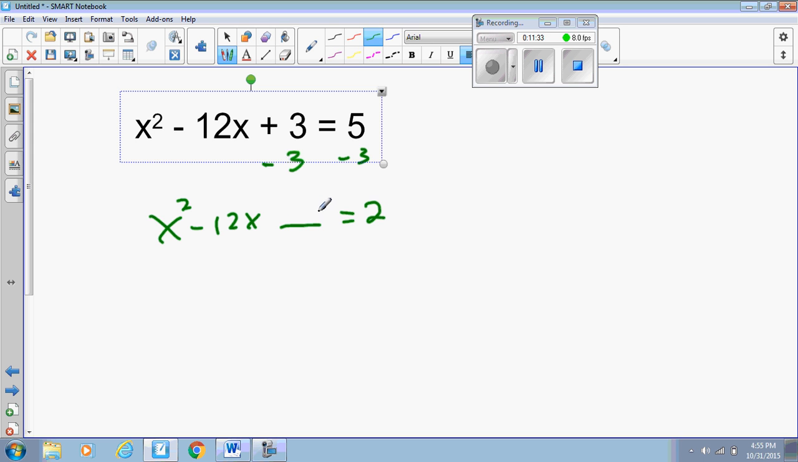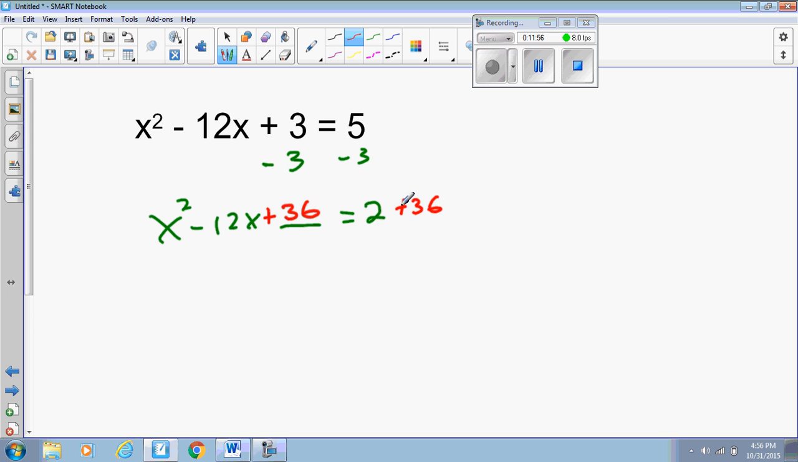Now, similar to the last problem, I look for half of negative 12, which is negative 6. Negative 6 squared is going to be plus 36, so I put plus 36 here, because negative 6 times negative 6 is positive 36. I have to put plus 36 over here. So the left side becomes x minus 6 squared, and that equals 2 plus 36, which is 38.